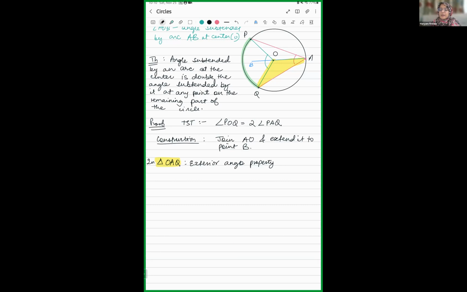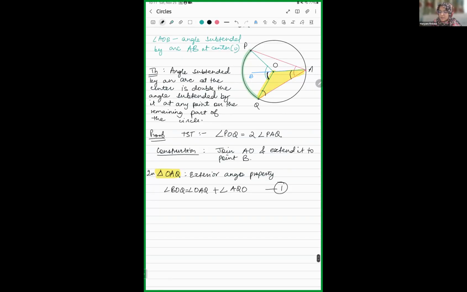When we apply the exterior angle property to the yellow triangle, we get that angle BOQ will be equal to angle OAQ plus angle AQO. Okay, so this is the first equation.